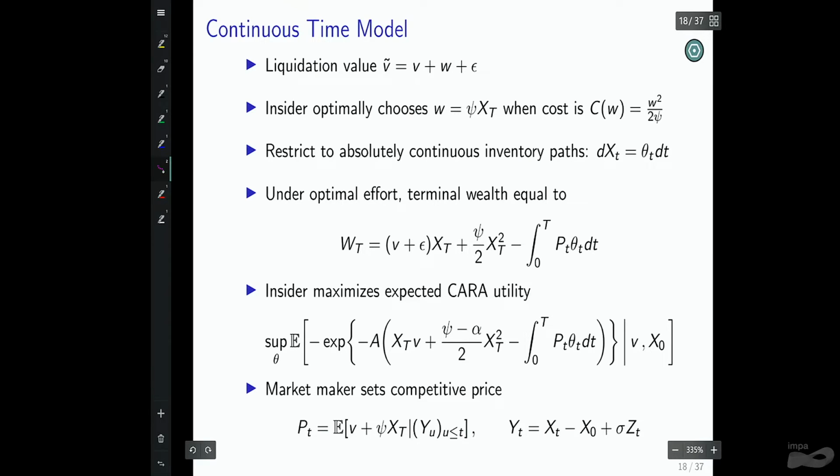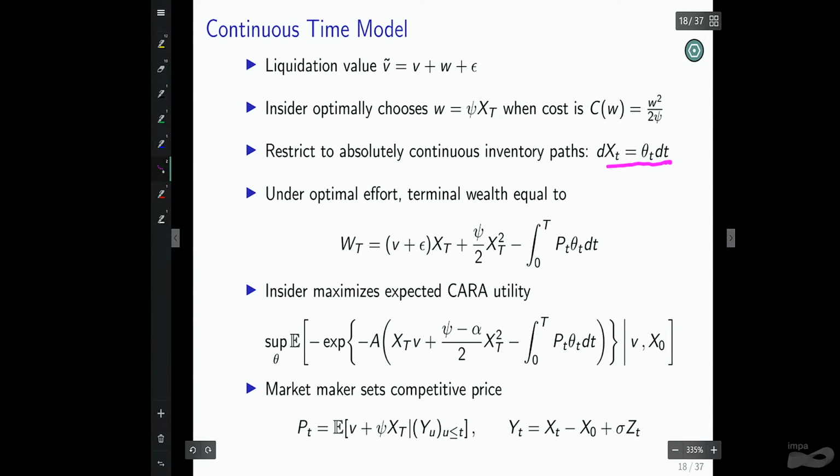I'll go through this slide fairly quickly because this is exactly the natural continuous time generalization of what we did in the single auction case. So once again, the insider chooses their optimal level of effort depending on their terminal inventory. We are going to make a restriction that the insider trades absolutely continuously.